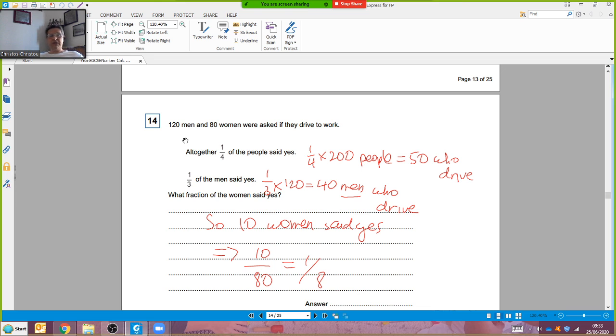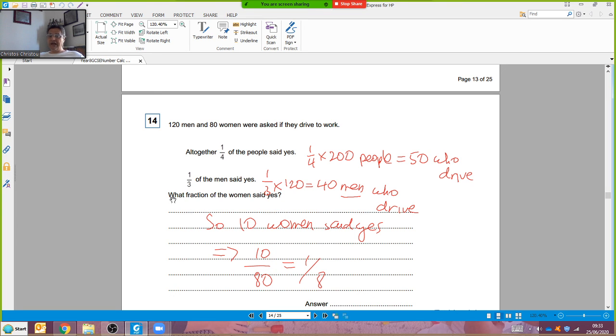Do you drive? Is the question. 1/4 of the people. Now, people are male and female. 1/4 of them said yes. 1/4 of how many? 1/4 of 200. So that makes 50 people who can drive. 1/3 of the men. 1/3 of who? 1/3 of the men, which is 120. Well, 1/3 of 120 is 40 men who can drive. So 50 who can drive, 40 of which are men, which means 10 of them drive, and they're women.